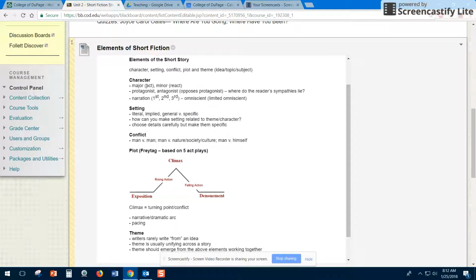The major character is the one, or ones, generally, who are primarily actors or doers in a story. Minor characters tend to be reactors, or they're slightly more passive, maybe. Protagonist, antagonist. The antagonist is by default the one who opposes the protagonist. And the thing I want to draw people's attention to here is that the protagonist, that main major character, is not necessarily the good guy.